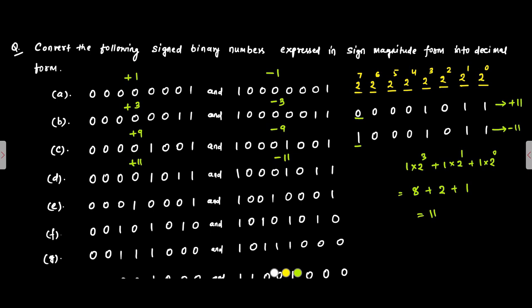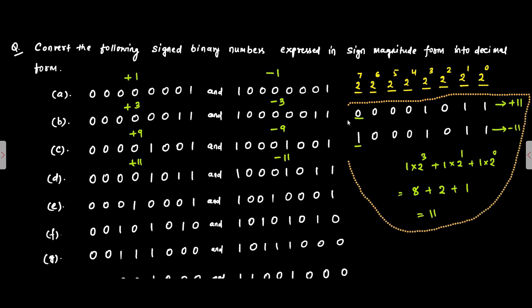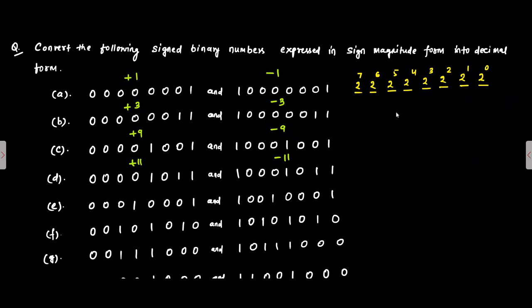Okay, the next one. So always approach with this form. Always write the weights first so that there is no confusion, okay? And you can avoid mistakes if you are in the beginner stage. As you practice more and more questions and you get confident about things, then you can directly do it.